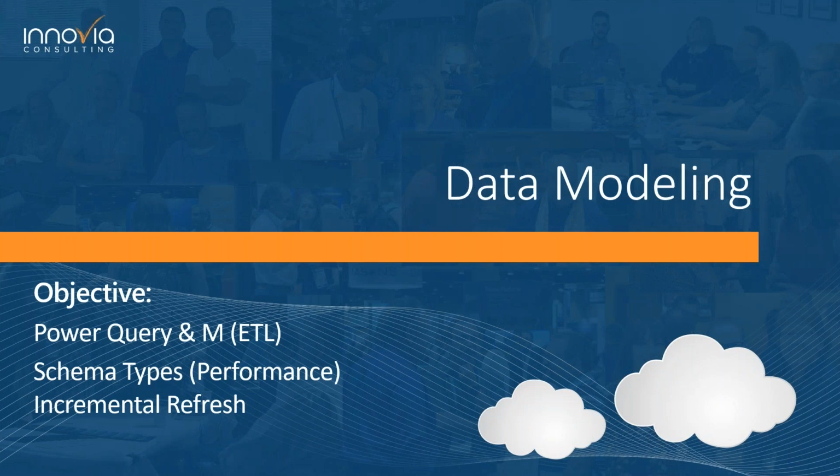All right, and then now that we've covered the anatomy of Power BI, I'd like to talk about data modeling and what falls within that, including Power Query and M, which we've talked about a bit, and also things like schema types, so star and incremental refresh.